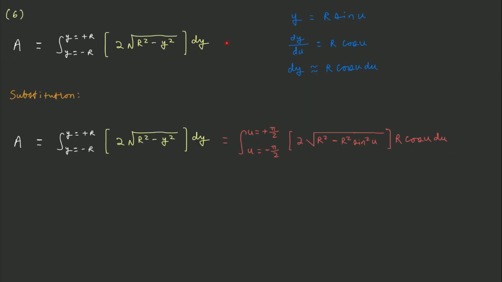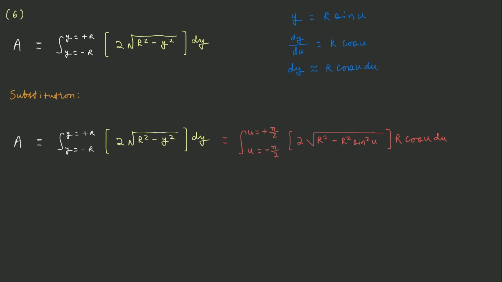So again, we have that original difficult integral here where we're integrating from y equals negative r to y equals positive r with an integrand 2 times square root of r squared minus y squared dy. We have our substitution here, and plugging these substituted variables into the integral, what we end up getting is this: a equals the integral from y equals negative r to positive r of this integrand turns into the integral from u equals negative pi over 2 to u equals positive pi over 2 of the integrand 2 times the square root of r squared minus r squared times sine squared of u times r cosine of u du.